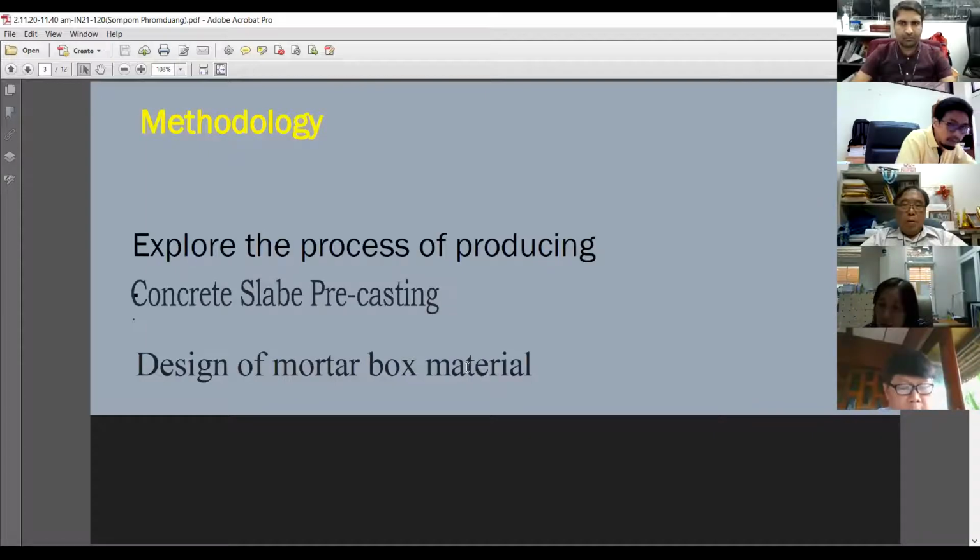For the methodology, this research explored the process of producing concrete slab precasting and the design of the mortar box material. This research applied the principle of the fishbone diagram and flow process chart to increase productivity, combined with work study and a redesign of the separator box in the mortar casting process, and used the ECRS technique to create it.